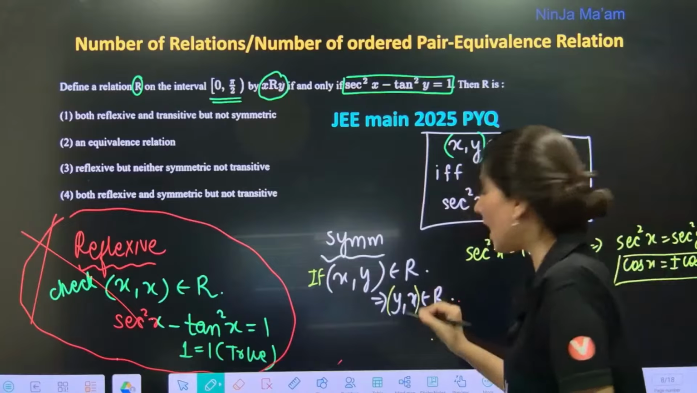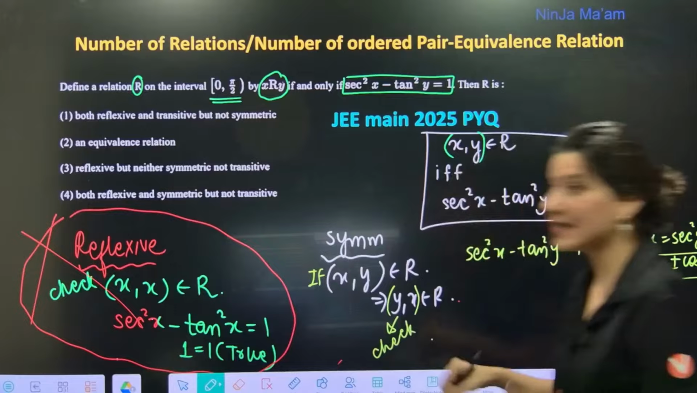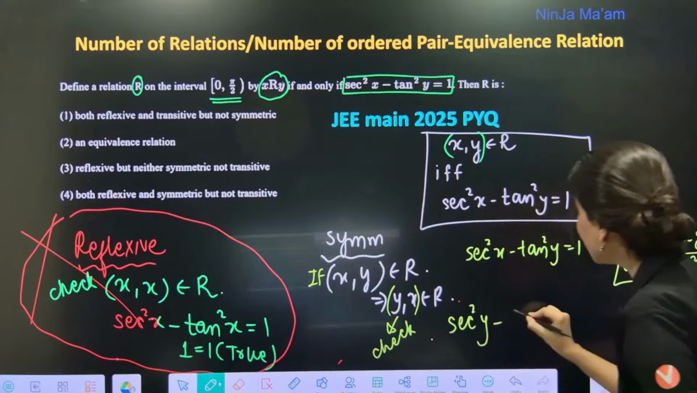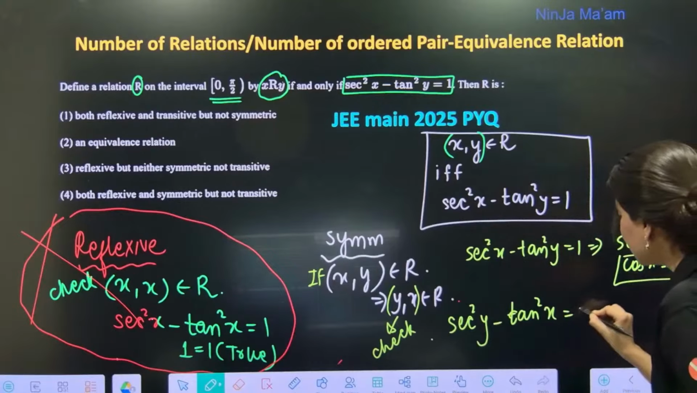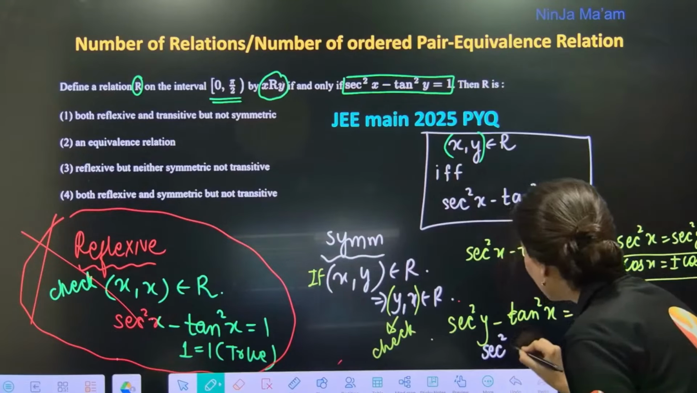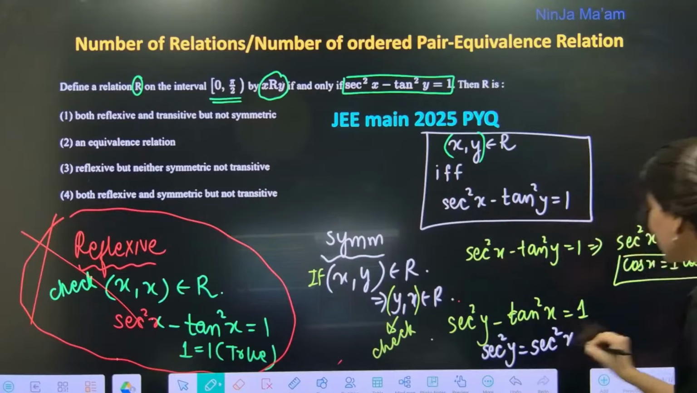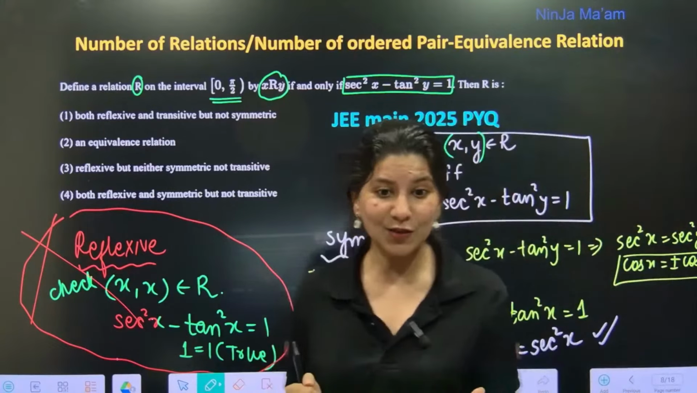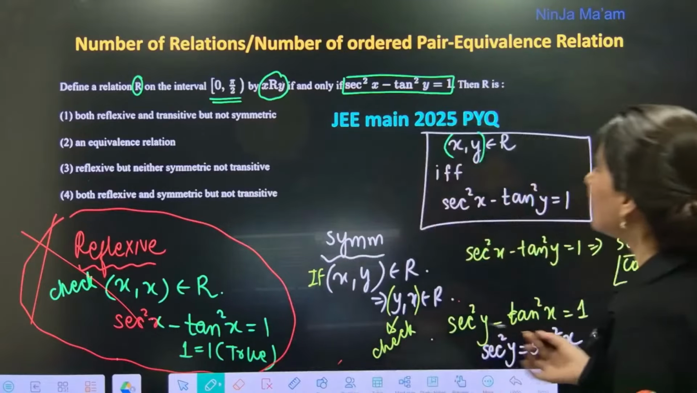Now if you have to check whether y comma x will sit inside your relation, you have to check whether sec square y minus tan square x is equal to 1. We need to check the validity. So sec square y is equal to what? 1 plus tan square x is sec square x. Can you see again the same kind of relation we are getting? So yes, it is symmetric as well, my dear students. So reflexive and symmetric are there.